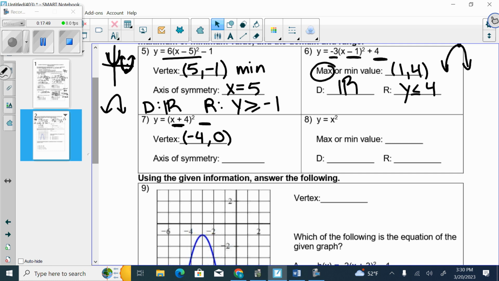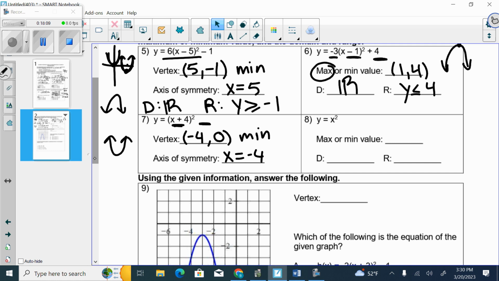Good. Okay, I look out in front. Is mine upside down or right side up? Up. So is that a maximum or a minimum? Minimum. Okay, and where's my axis of symmetry? Nice.